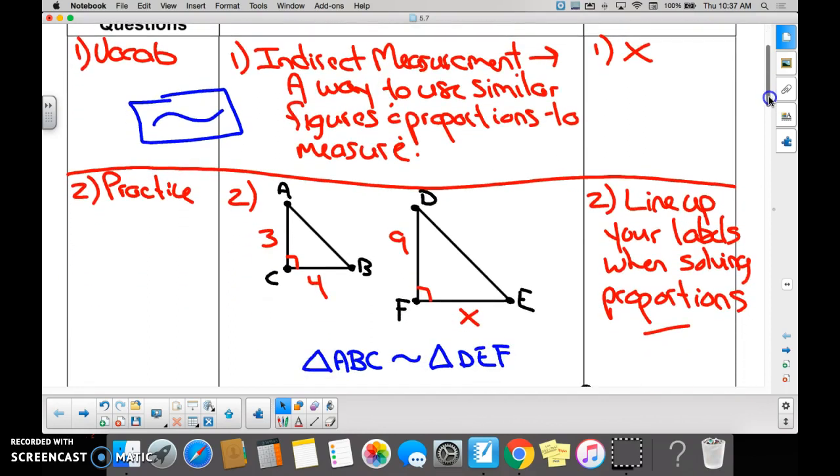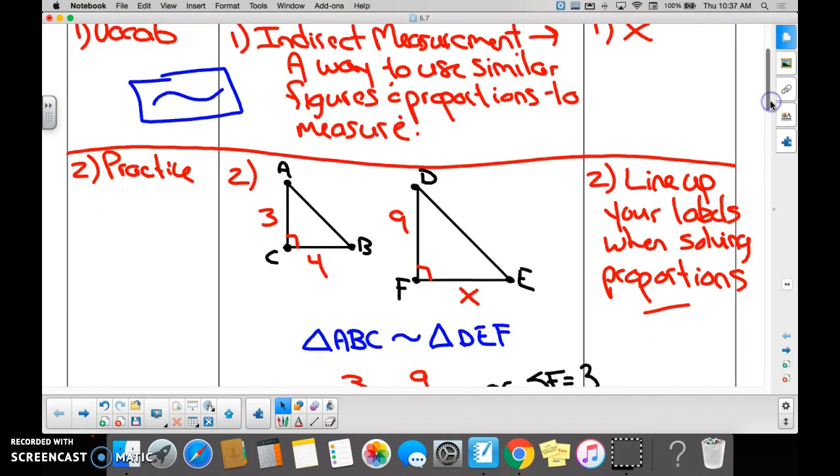Down here on number 2, we actually have an example of indirect measurement where we have a shape. Triangle ABC is similar to triangle DEF. I've given you the side lengths for ABC and one of the side lengths for DEF. By the way, just for fun, as a review, do you know that side length? Or could you calculate that side length, using what?